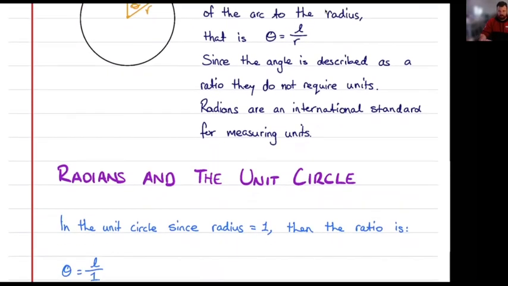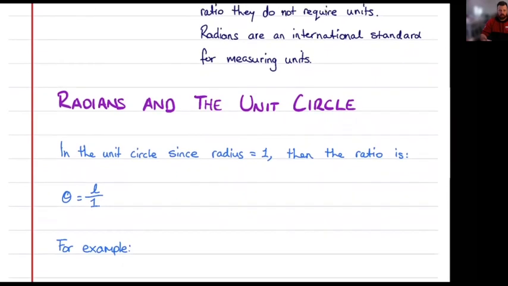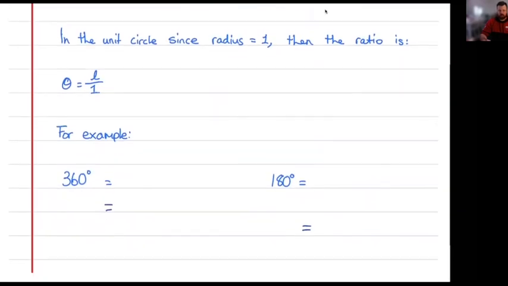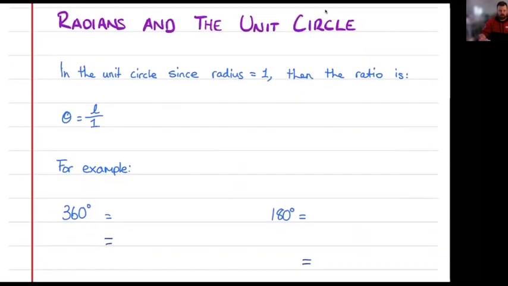So how does that relate to our unit circle? Well, the beautiful thing about the unit circle is that its radius is one of the mathematician's favorite numbers. It's the number 1. And because it's the number 1, the angle that we make is just the arc length divided by 1.